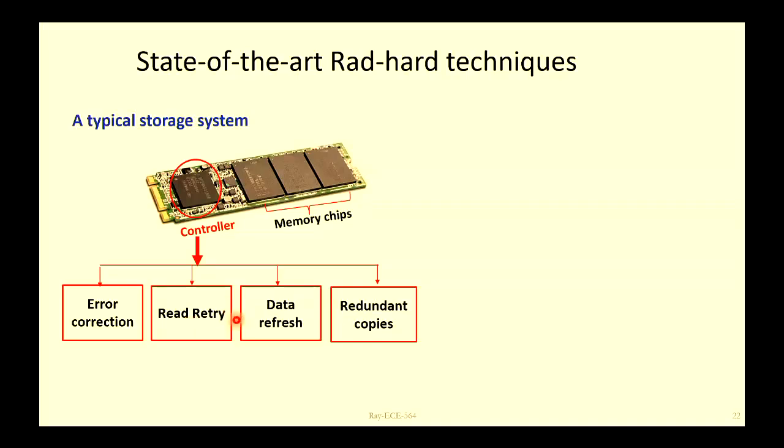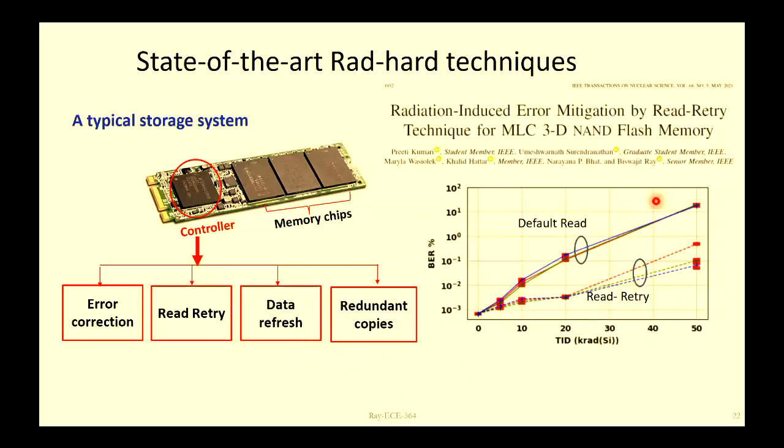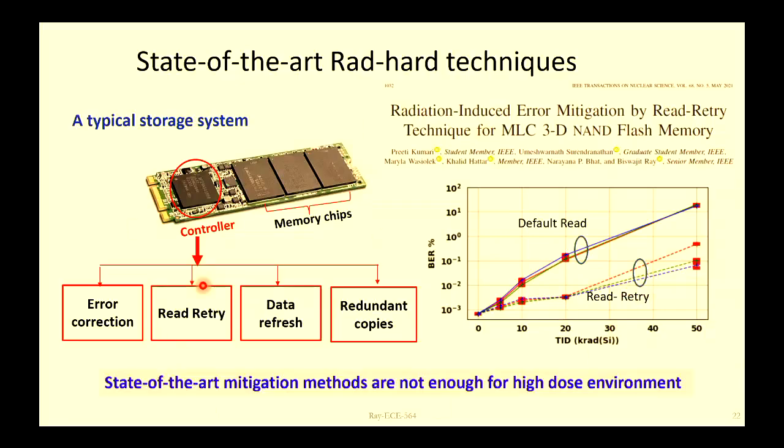So those are other techniques used. With these techniques, you can extend the radiation tolerance. We have another paper on read retry. If you use read retry, you can extend the radiation tolerance close to 50 kilorad for some memory. So these are some protection techniques typically used for state-of-the-art memory. So that's all about flash. Any question on radiation effects on flash?